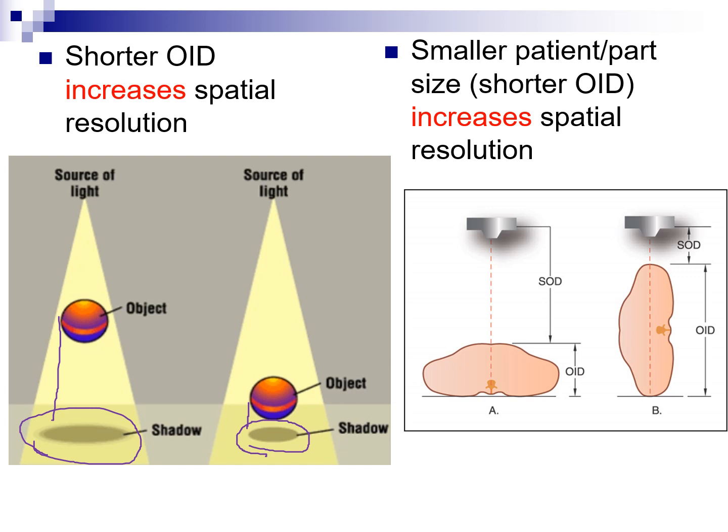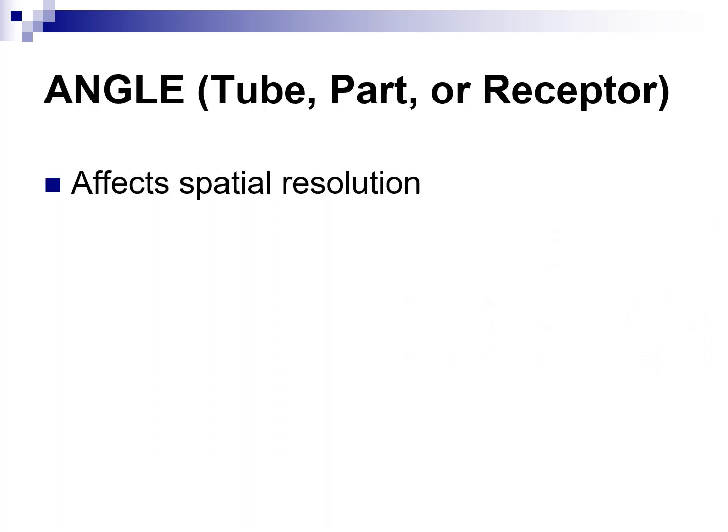A smaller patient part is going to do the same thing, because it's going to be the same result as the shorter OID. So it's going to increase spatial resolution. The angle, which includes the tube, the part, or the receptor, affects spatial resolution.